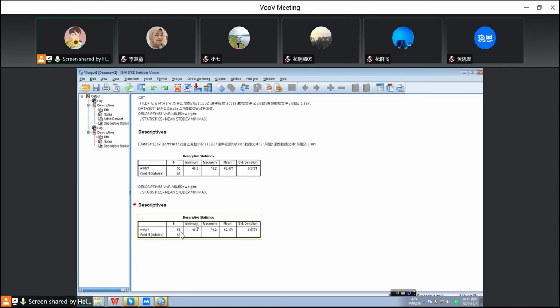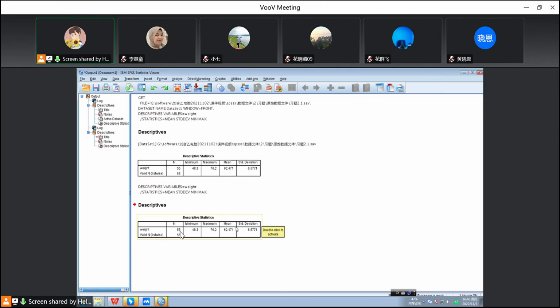It's okay, yes. And the minimum, the smallest weight is 48.3, and the largest weight is 76.2. It's very clear, yes. We also have the mean, which is equal to 62.471. And we also have the standard deviation, which is 6.5771.